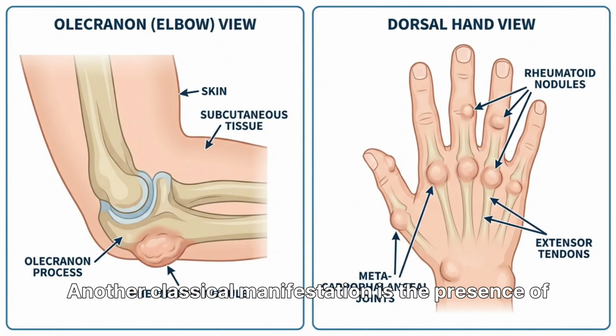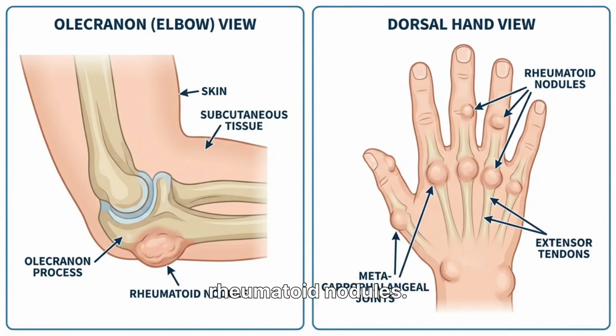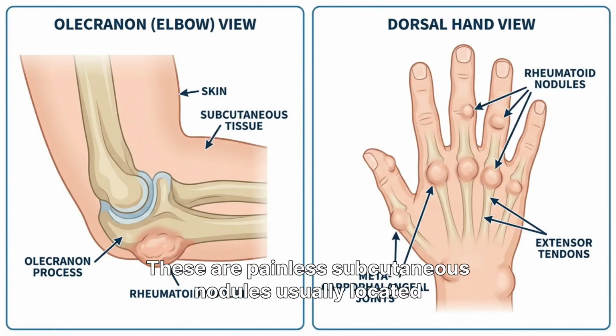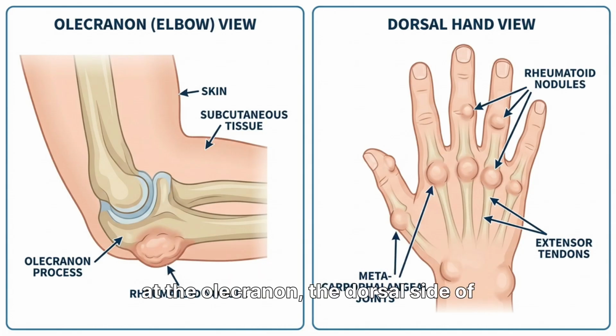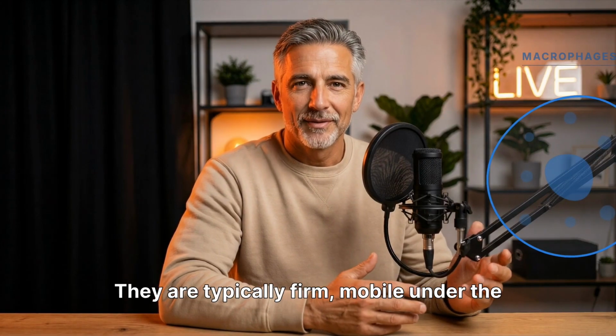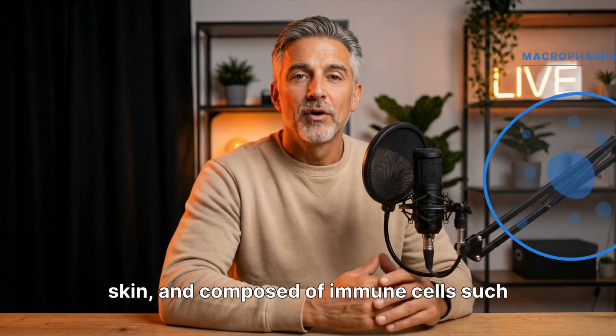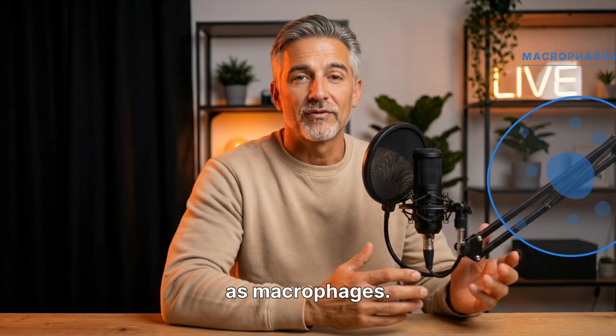Another classical manifestation is the presence of rheumatoid nodules. These are painless subcutaneous nodules usually located at the olecranon, the dorsal side of the hands, the heels, or the knees. They are typically firm, mobile under the skin, and composed of immune cells such as macrophages.